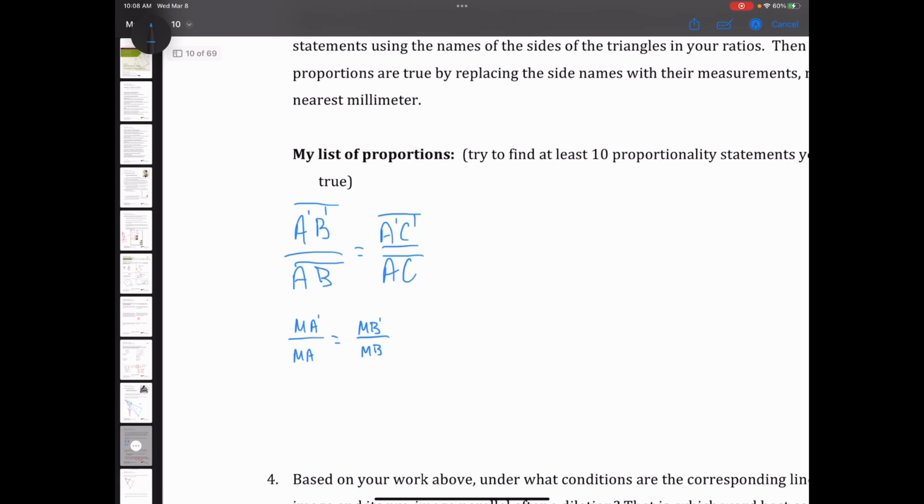So let me give you one more. I could even say A prime, C prime over A double prime, C double prime is equal to B prime, C prime over B double prime, C double prime. And that would be a true statement as well. Yes, I forgot a thing. You need to put the segment lines. I did that over here as well. Yeah, the little segment marking. Okay, so there are 3 proportionality statements.